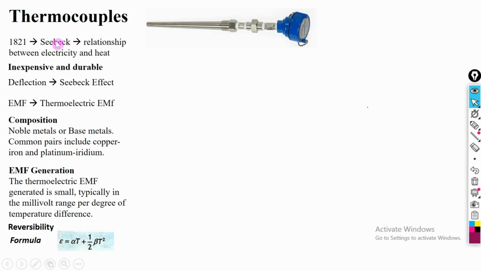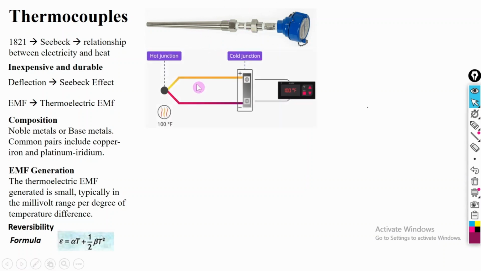There was a scientist whose name was Seebeck. In 1821 he studied the relationship between electricity and heat. According to him, a change in temperature can lead to an electromotive force, and he called it thermoelectric EMF, and this effect is called the Seebeck effect. And this device, which is called a thermocouple, is based on the Seebeck effect. So let's look internally into this device.